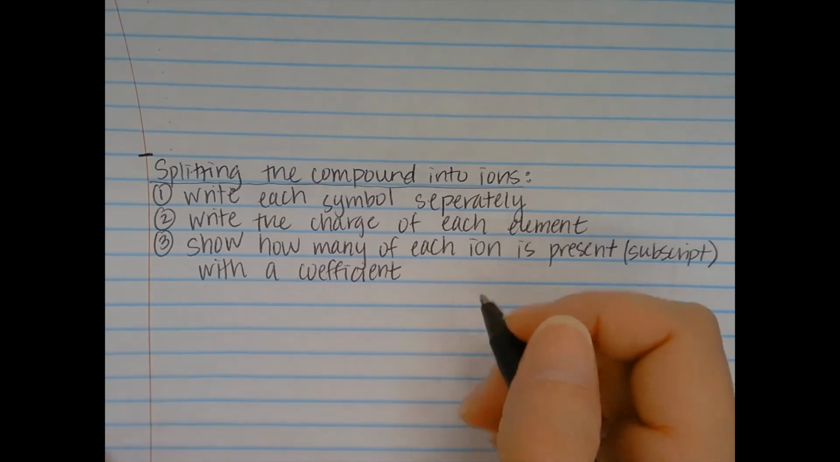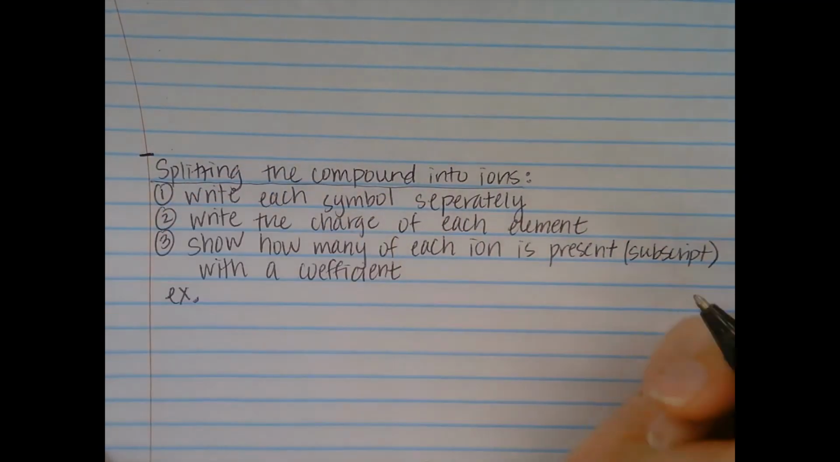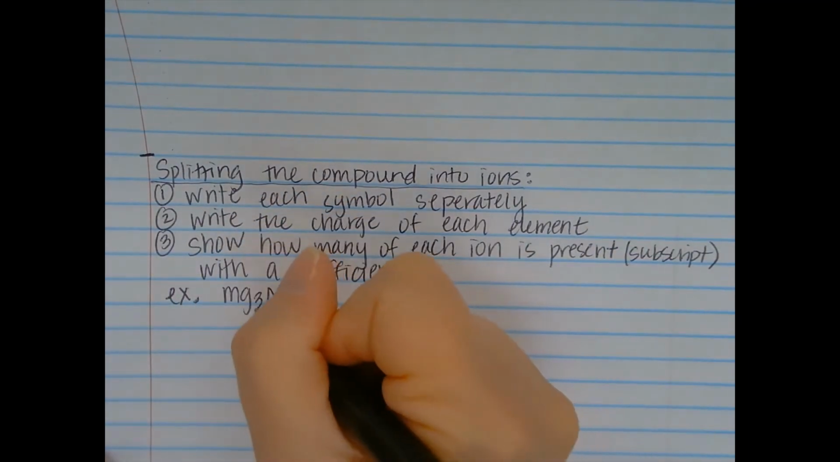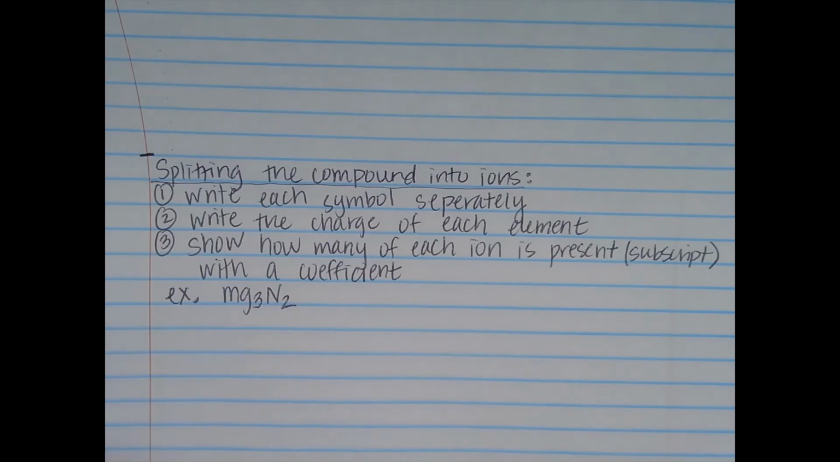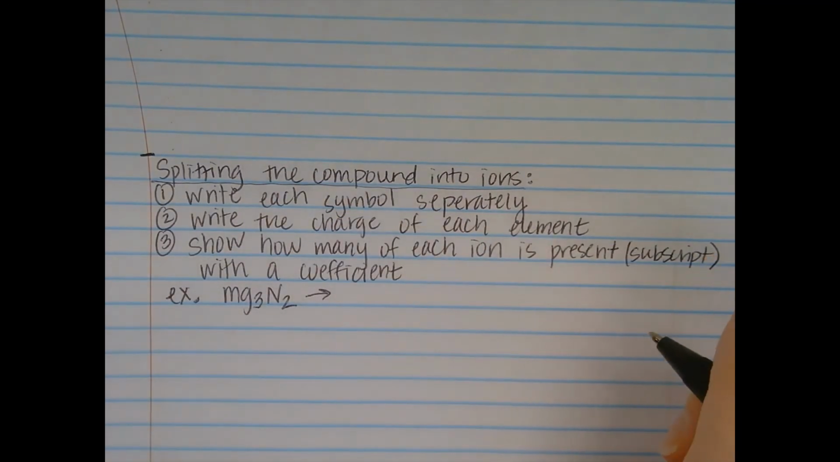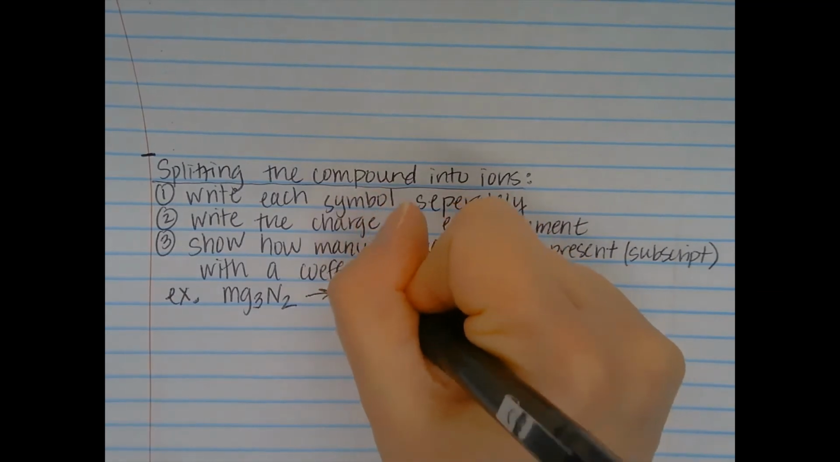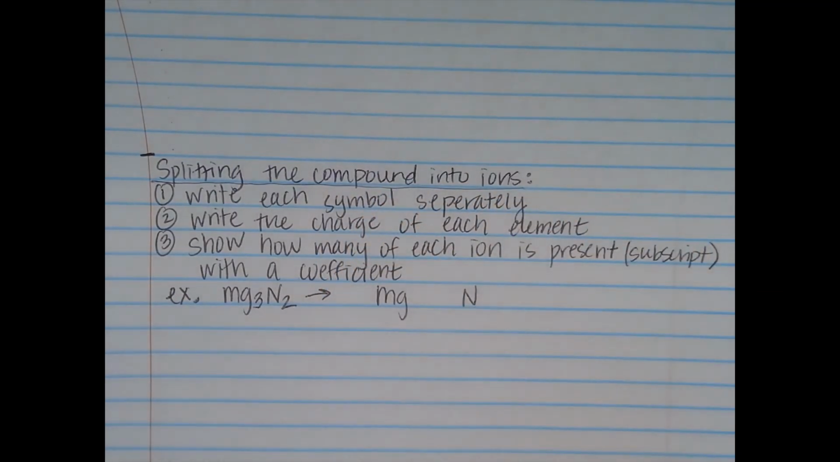So let's do some examples. In fact, here we go. Example: Mg3 N2. All right, this is a compound. We're going to break it back up into the ions. Step 1, write each symbol separately. So I have 2 symbols here. I have magnesium, Mg, and I have nitrogen. And as an ion, it would be called nitride. Okay? That's step 1. Write each symbol separately.